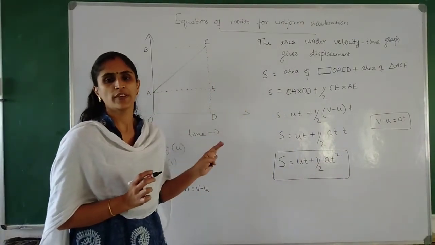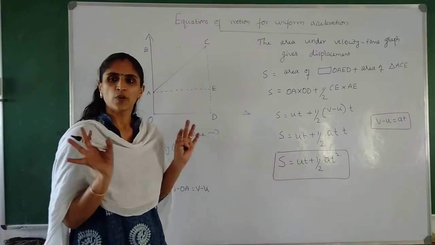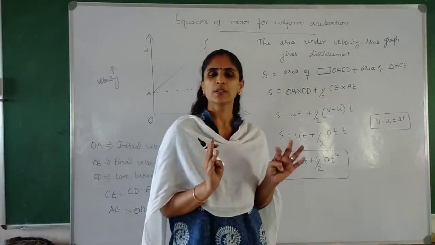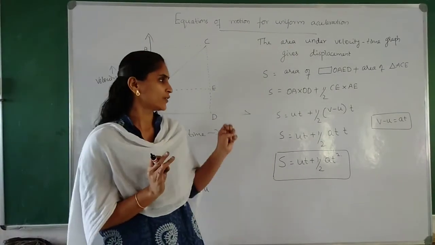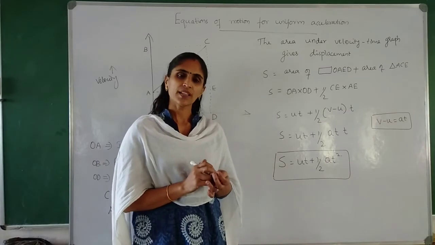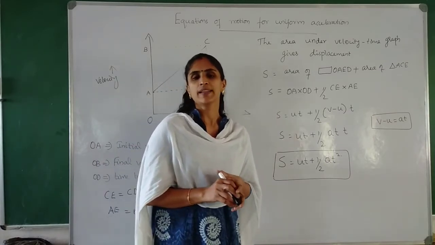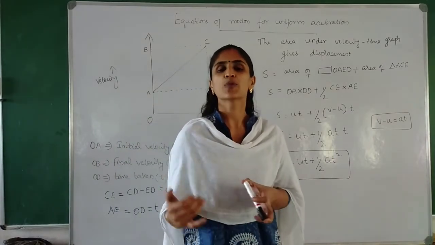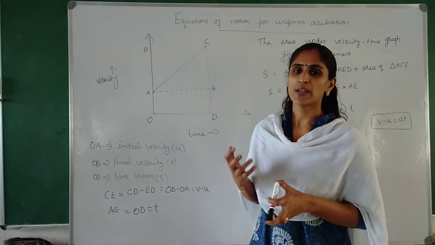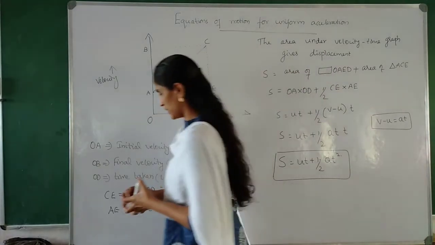Is it clear to everyone? So very simple, only we have to find the area. Area formula you know? Area of rectangle plus area of triangle. By using that, we can find the displacement. Okay. And now we will discuss how to get the third equation of motion.